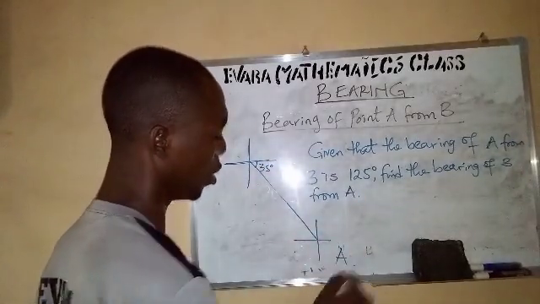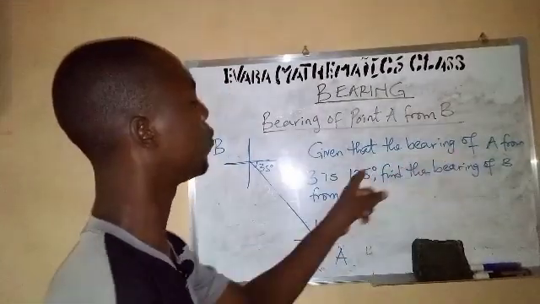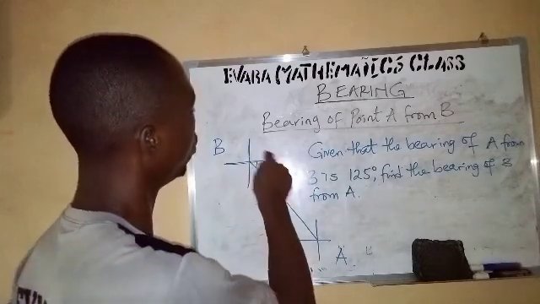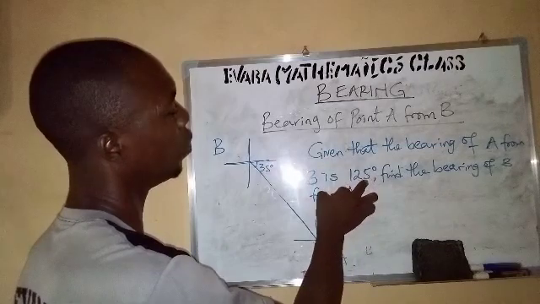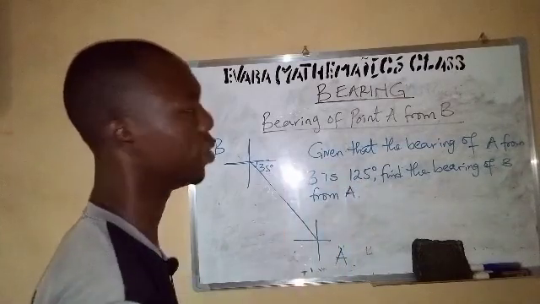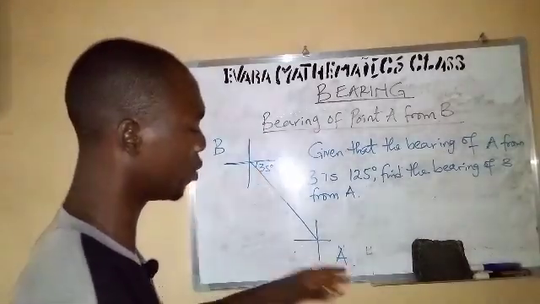So this is A. So we've drawn the bearing of A from B, which is 125 degrees. From this point to this point is 90 degrees. Then we take it away from 125. That gives us 35 degrees. So this angle now is 35 and this is point A.